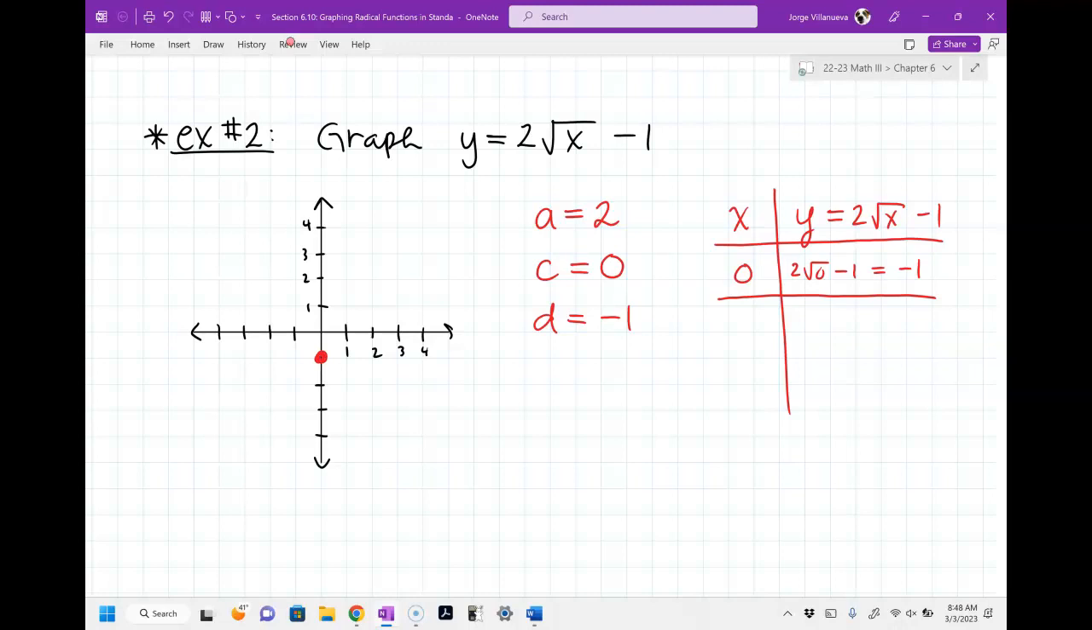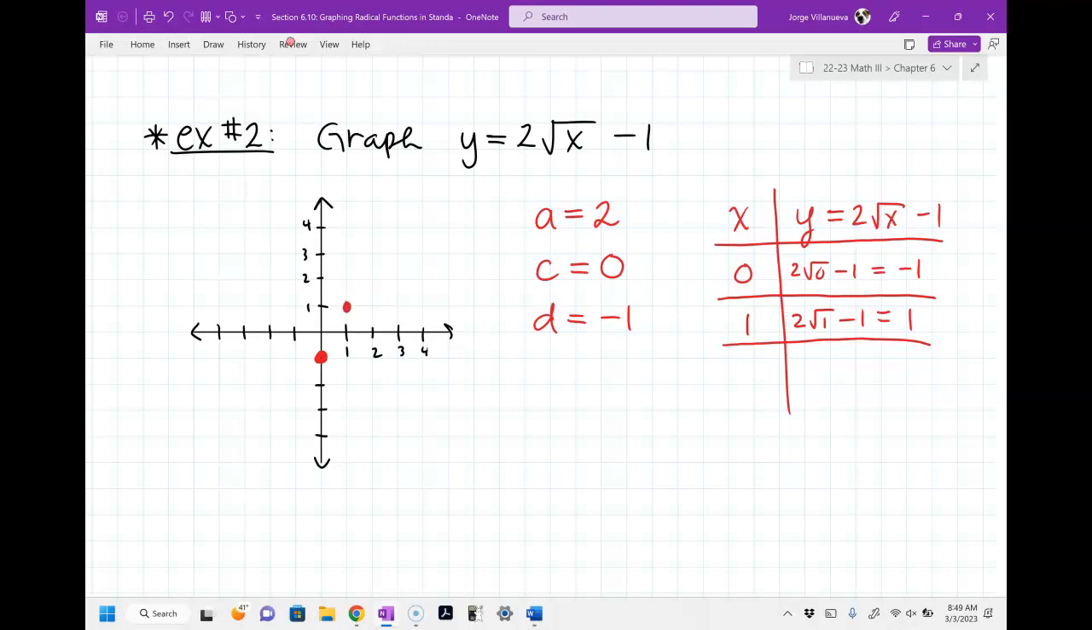What other number should I put inside of the square root of x that has a nice square root? A 1. All right, we'll try a 1. So that's 2 square root of 1 minus 1. What's 2 square root of 1 minus 1? So 2 times square root of 1, that's 2. And then minus 1, that's 1. So 1, 1.